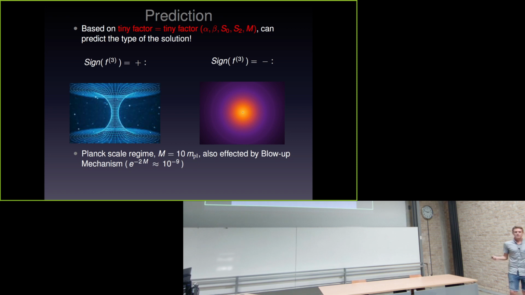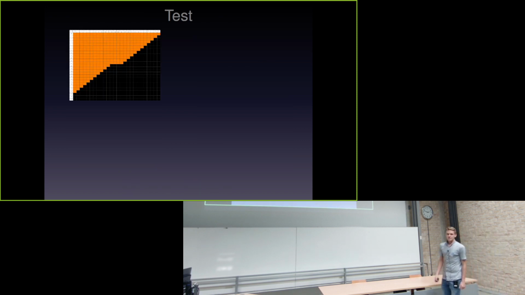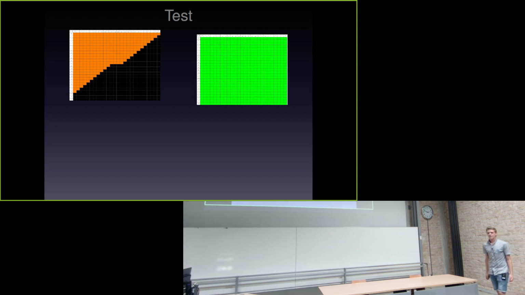So just so we're all on the same page, green means good, red means bad. And now let's compare to the numerical solutions that we have. I just take a slice of the phase space. I didn't talk in detail about the parameters because I don't have time for that. But we just take a slice of the phase space, and each of these squares signals whether it's a naked singularity solution or a wormhole solution. And then we compare to the sign of this tiny factor predicted by this blow-up mechanism. And we get a 100% match here.